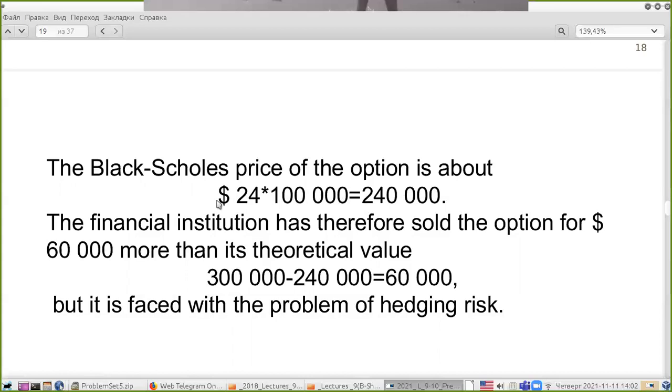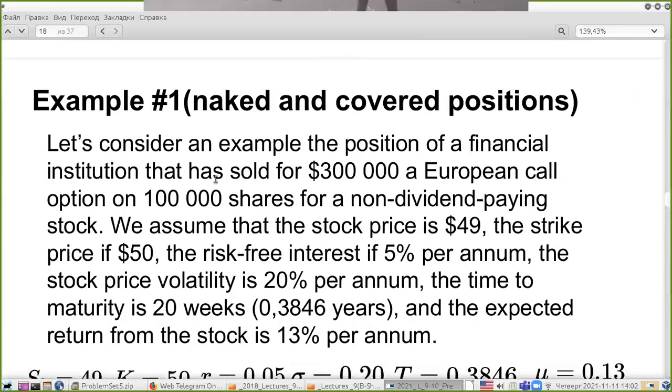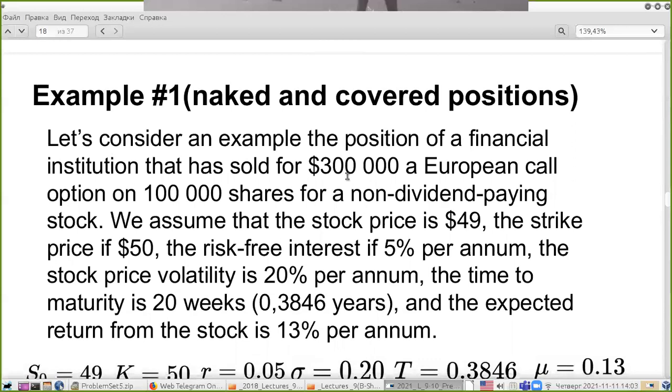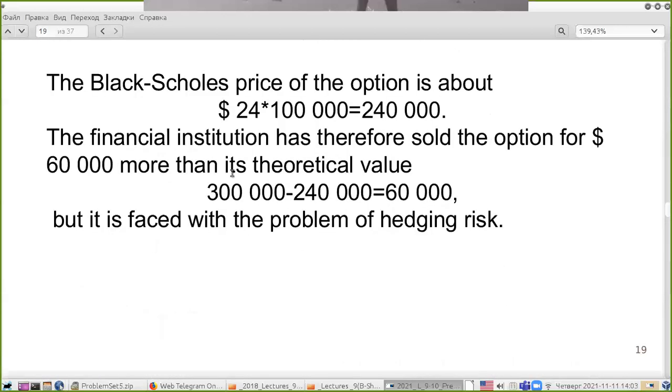Yes, it is a fair price, but the financial institution has sold for 300,000. It is more expensive than the fair price. So this difference is 60,000. It's a profit. But this organization is faced with the problem of hedging risk.